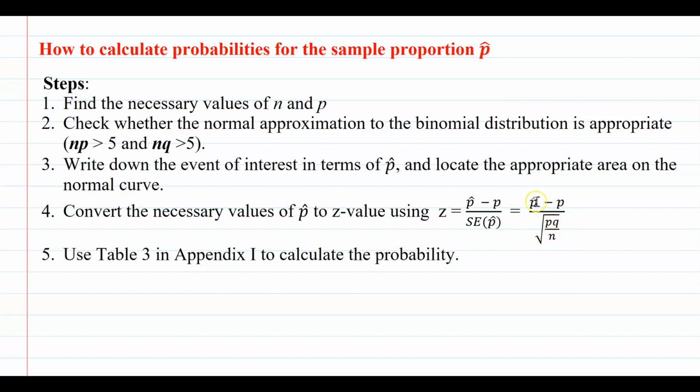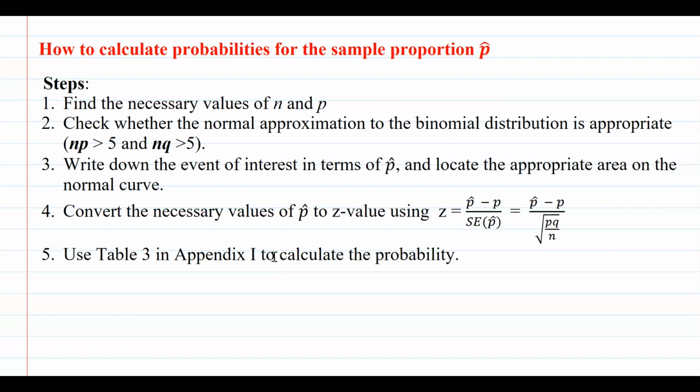Now p hat, usually you will get this from what the question is asking. P is the proportion from the population, so normally this is given, or sometimes if the p from the population is not provided, you can use the p from the sample because the sample proportion is the best estimator of the population proportion. And n is the sample size. Once you have the z value, you can use table number 3 in appendix 1 to calculate the probability, or you can use the TI calculator to get the area under the normal curve.